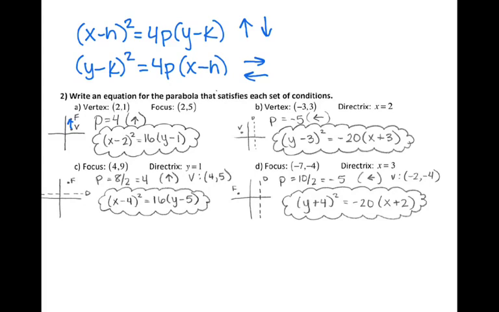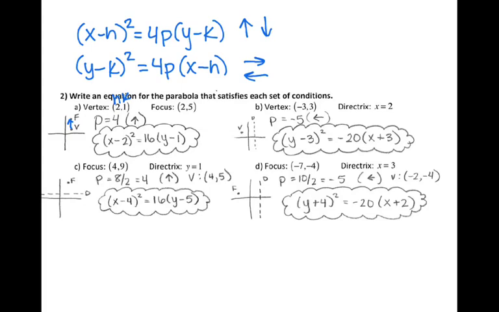And because it's opening up, I'm going to use the (x minus h) squared equation. I do need to figure out p. P is the distance from your vertex to your focus. So I am going from (2, 1) to (2, 5). That moves up 4 units, so p is 4. Now that I know p and my vertex, I can plug it into the equation. My vertex is h and k. So I have (x minus 2) squared equals 4 times 4, which is 16, times (y minus 1).